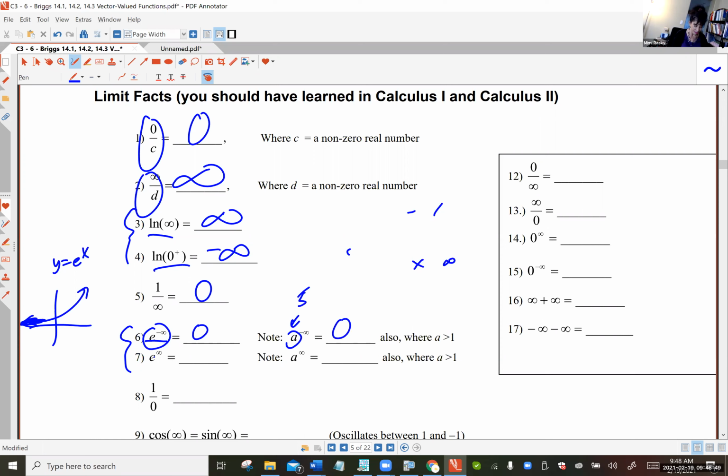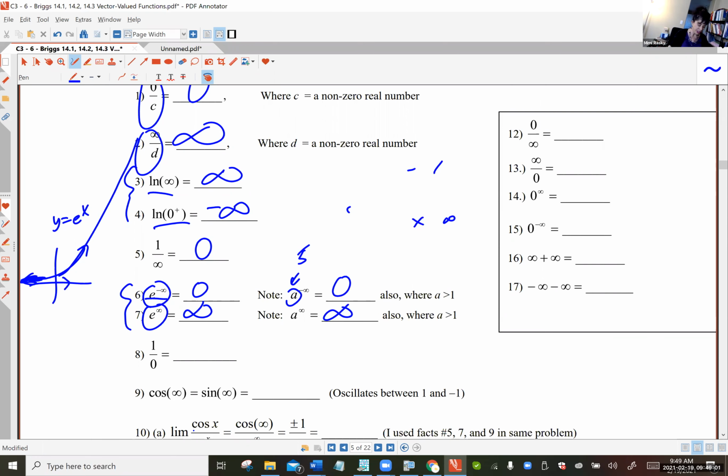Okay, how about e to the positive infinity? Infinity. What happens when it blows up. E to the positive infinity is infinity. Know these limit facts. How about 1 over 0? Normally you would say that does not exist. It's undefined, right? But in Calc 2, they probably taught you that it was infinity. And if you didn't learn that, you did now. And then negative 1 over 0 is negative infinity.